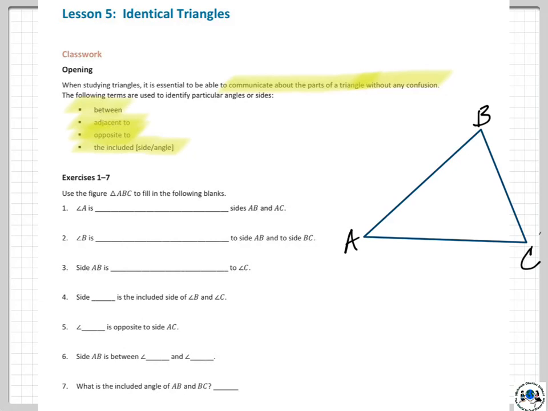Go ahead and see if you can fill in those blanks. There are 7 of them with these terms. Just give it a whirl, see what you can do. It might be a little confusing since it's your first time. So give it a try, pause, and come on back.